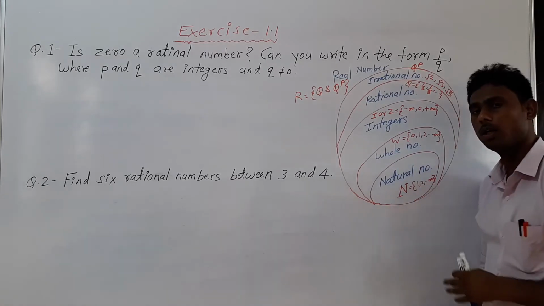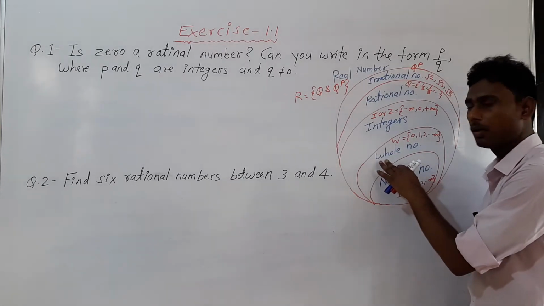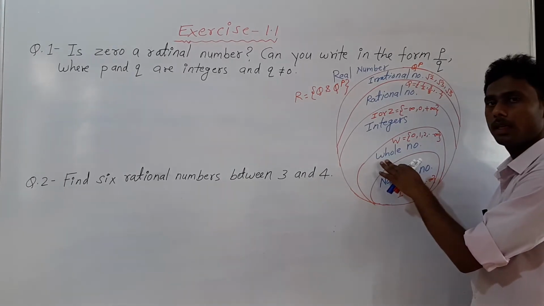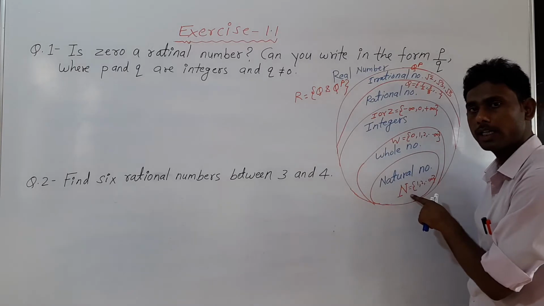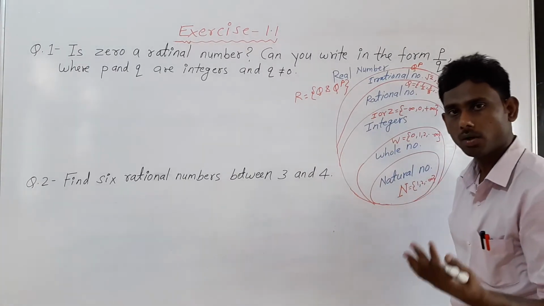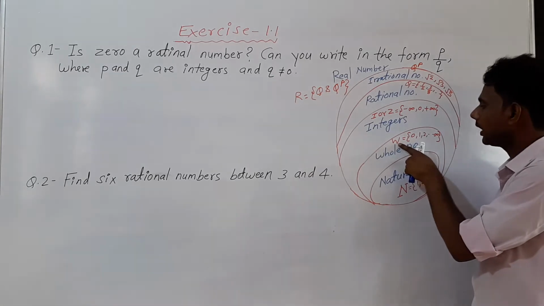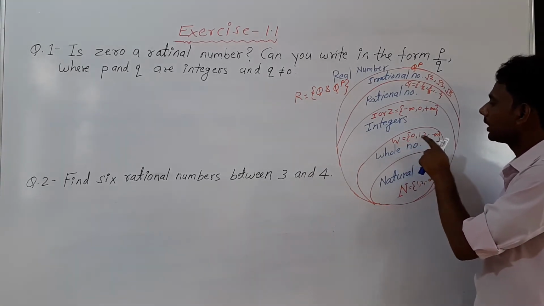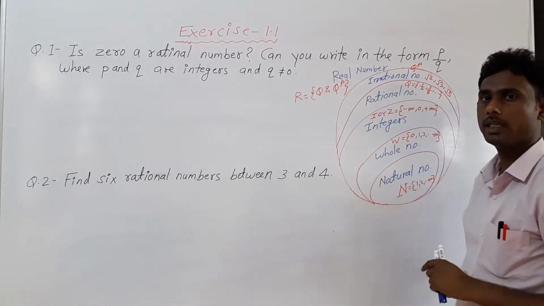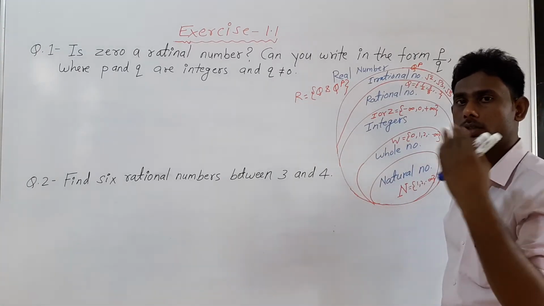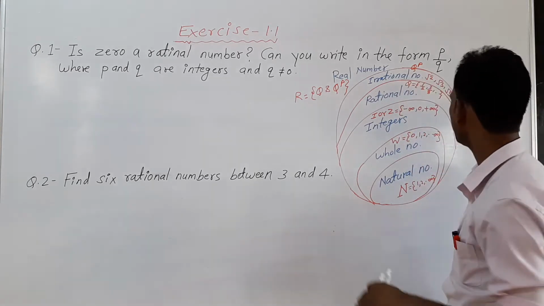After natural numbers it is whole numbers. Whole numbers means when you include 0 with the set of natural numbers, then we get whole numbers. Whole number is denoted by W. W equals 0, 1, 2 and so on up to infinity. Infinity means you can take 1000, 10,000, whatever numbers you can take.